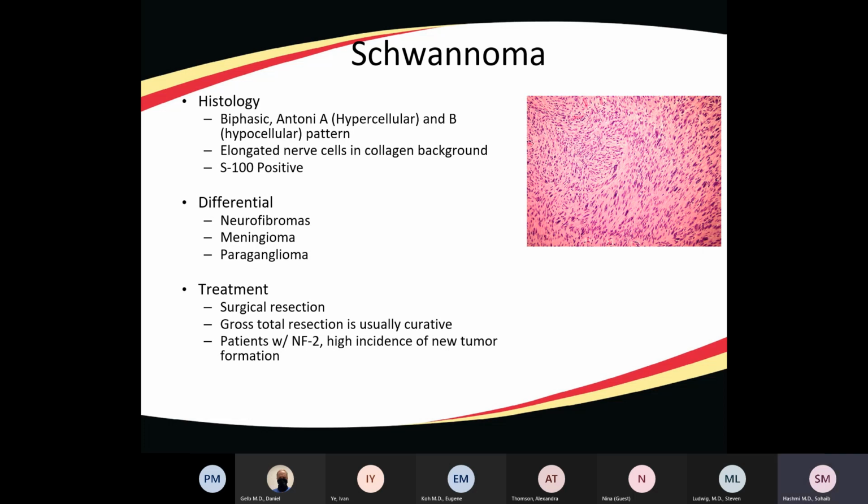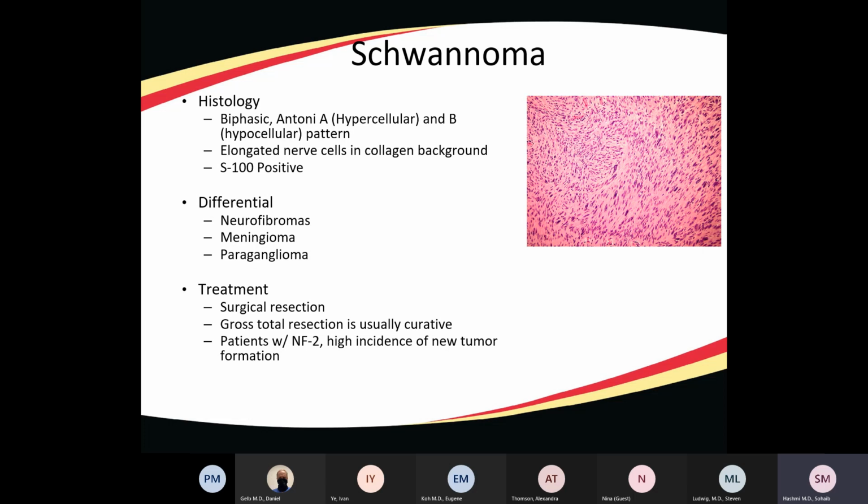The differential here can be neurofibromas, meningiomas, and paragangliomas, all nerve tumors, and the location is also very obvious for these types of tumors, where they're intramedullary, intradural, because of the type of tissue it's around. To make sense, the differential is very similar here.